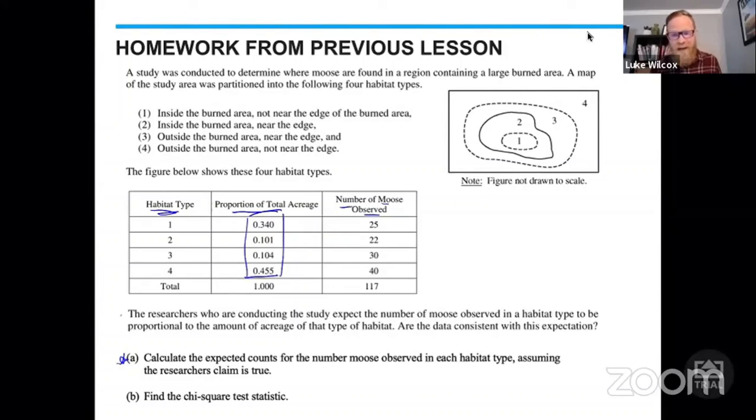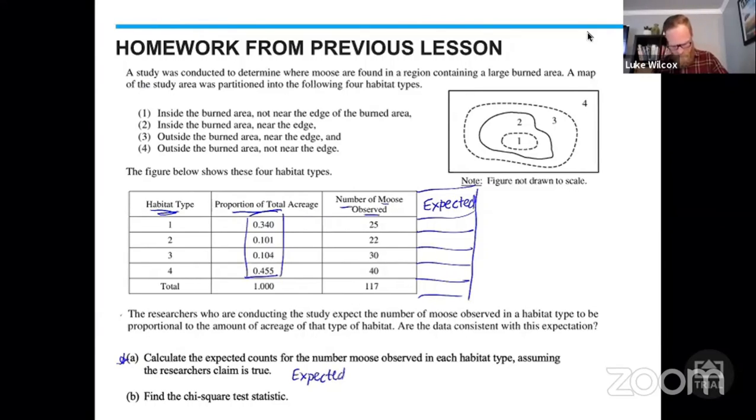Okay, so I'm actually going to just add on one more column here to my table, and this is where we're going to calculate our expected counts. All right, so let's just extend that table over, and let's think about how we would calculate those expected values. Well, we know from yesterday that the formula for the expected values, we take the sample size n and multiply it by the proportion for that particular category. Now we know our sample size here, we got 117 moose total in this sample, right? So that's our n, and then the p is just going to come from the proportion of the total acreage.